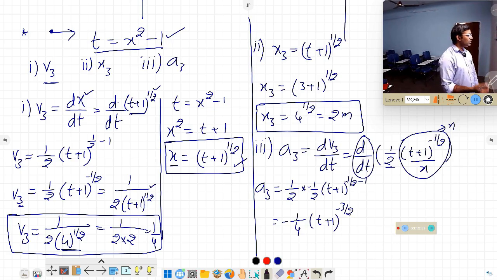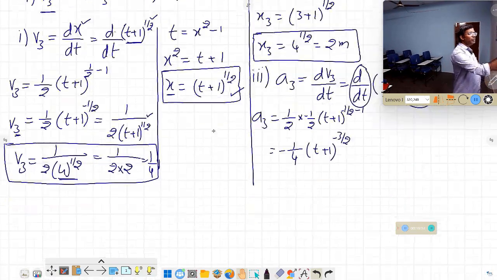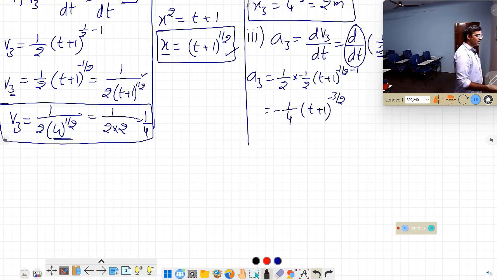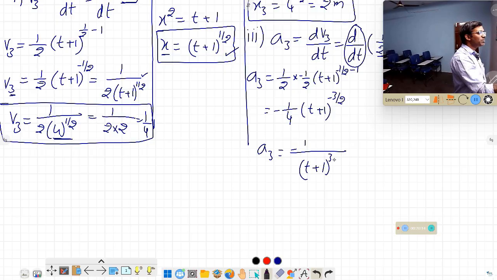Minus 3 by 2. So now in this case, this equation you can make it to denominator. What way can I make it to denominator here? This is the acceleration, per second to calculate. Here minus, keep it like that, minus 1 by this (t plus 1) whole power minus 3 by 2, make it to denominator. That becomes (t plus 1) whole power plus 3 by 2 you get.